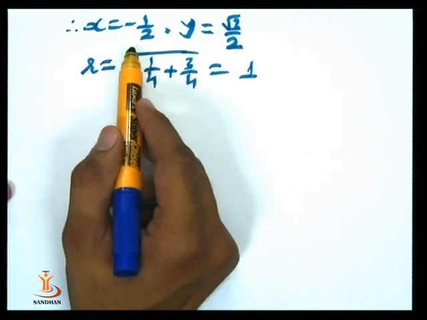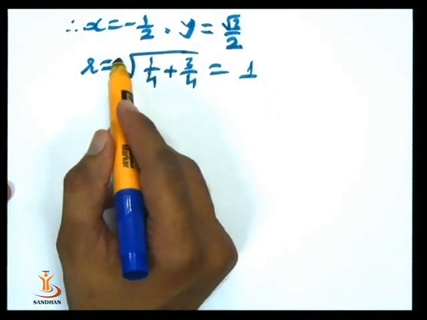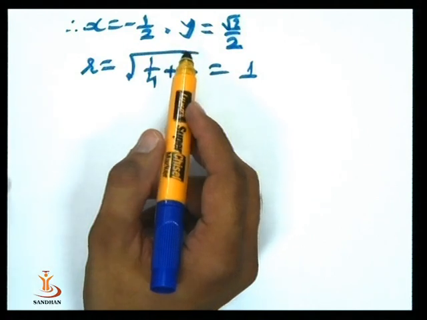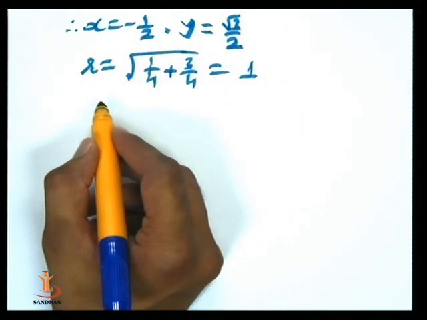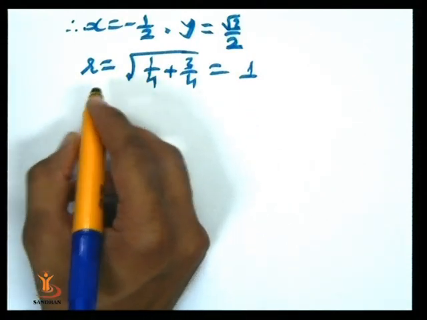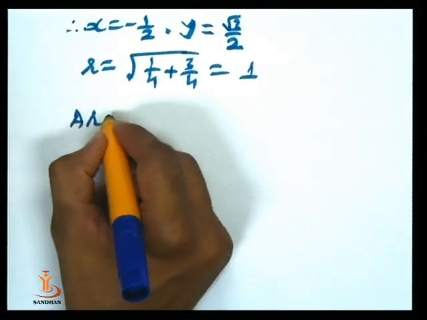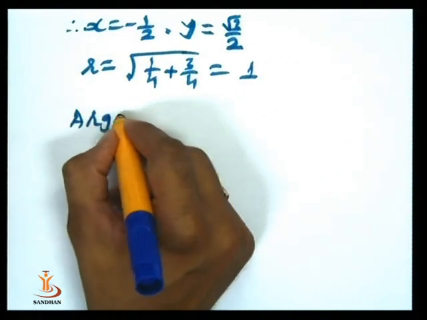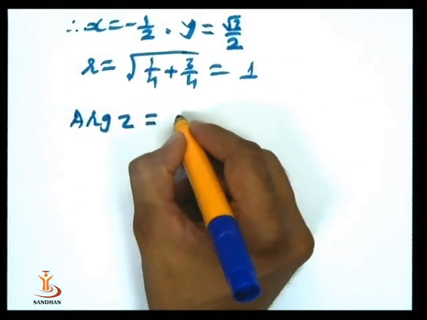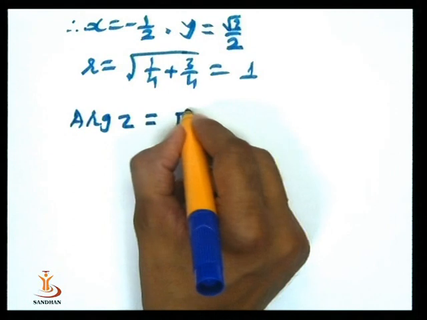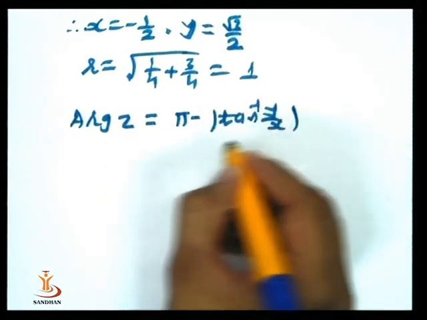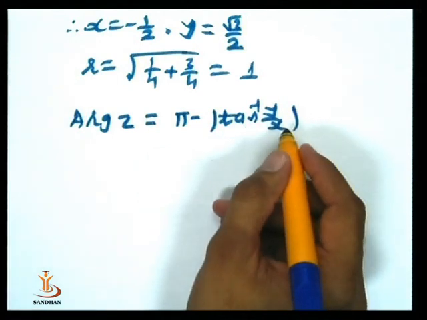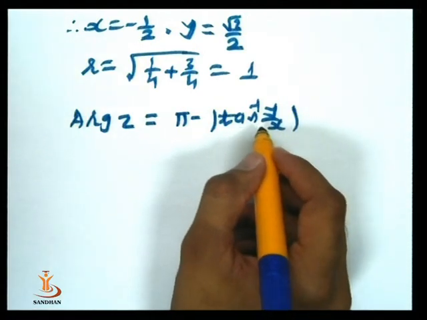Since x is negative and y is positive, this complex number lies in quadrant 2, the second quadrant. So the principal argument, denoted by capital ARG, is equal to pi minus modulus of tan inverse y by x. So we must evaluate tan inverse y by x, and we will substitute that value here.